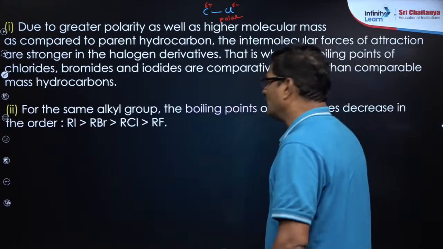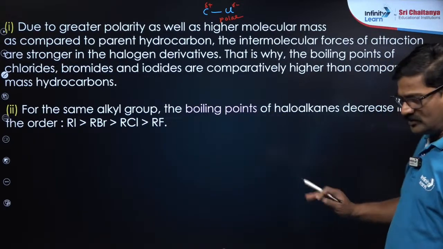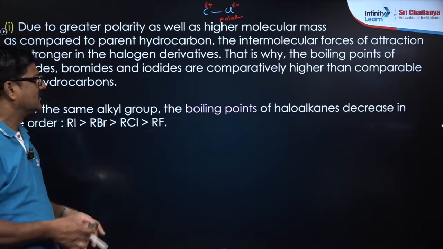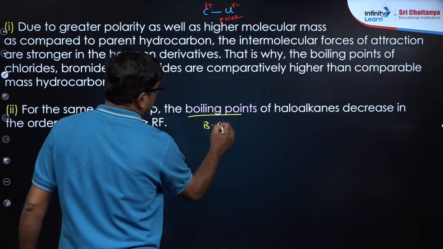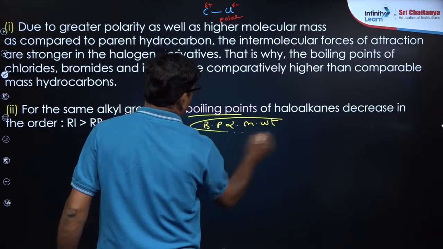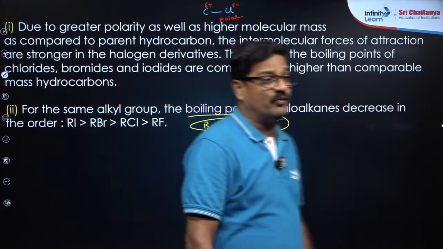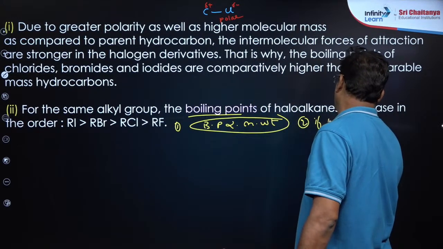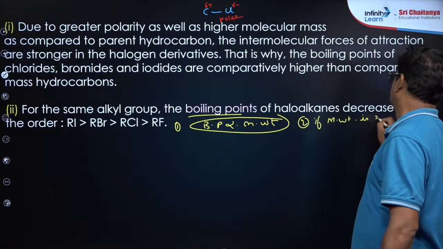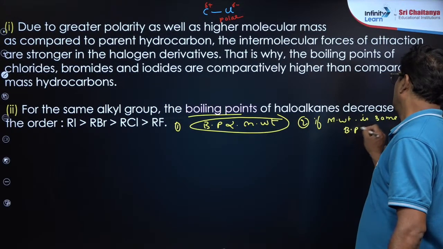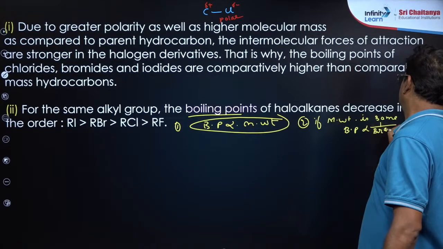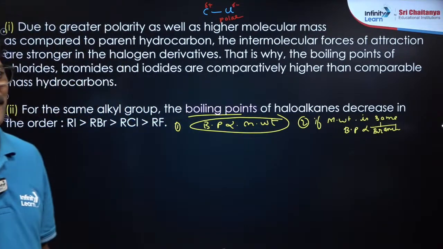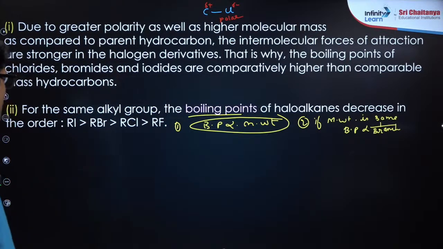For the same alkyl group, the boiling points are going to be alkyl iodide is more than alkyl bromide is more than alkyl chloride is more than alkyl fluoride. So boiling point is directly proportional to molecular weight. If molecular weight is the same, you just go with the branching. So this is the first point. Second point, if molecular weight is the same, boiling point is inversely proportional to branching. That you already studied in alkanes.